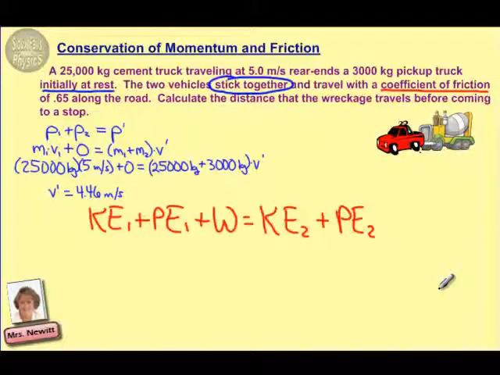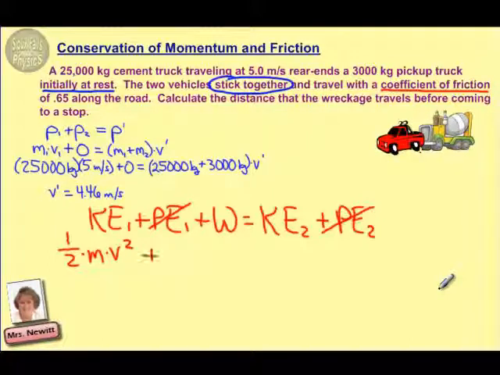Now notice again, of course, there's no change in potential energy going on, so we can get rid of both of those immediately. Also notice that because we have the velocity, we have the information that we need to find kinetic energy. We know that kinetic energy is going to be 1/2 mass times velocity squared. This would be the kinetic energy of the two immediately after they collide.